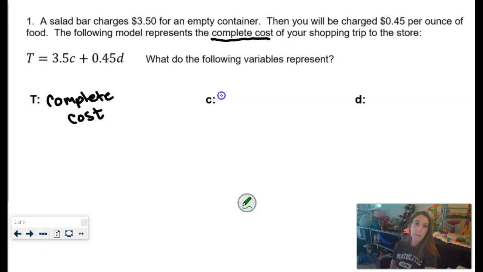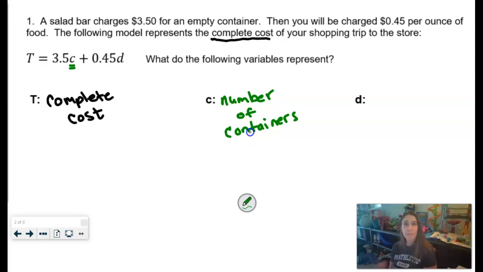Because maybe I got my 2 kids with me. I got to buy 3 different containers. I don't know. Maybe they're going to share one. That's dependent on what the customer wants, right? So this C represents the number of containers. And I think that's a good takeaway for today. Variables represent things in the problem that we don't know. They're variable to each customer or to each situation. The number of containers is going to change depending on who's at the register.